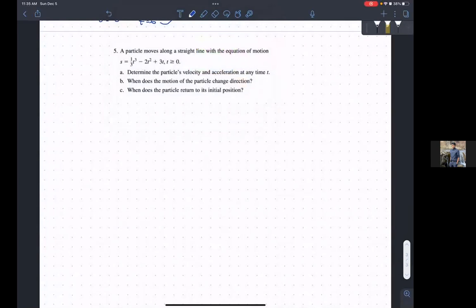So here we determine the particle's velocity and the acceleration. So what does this mean? You determine s prime t, right? So we first use the power rule. I mean, we are using the difference and addition rule, the sum rule, right? And we look at each term separately. First, we bring the 3 over and multiply it, so we get 1 over 3 t squared minus 4t plus 3, because of the constant multiple rule.